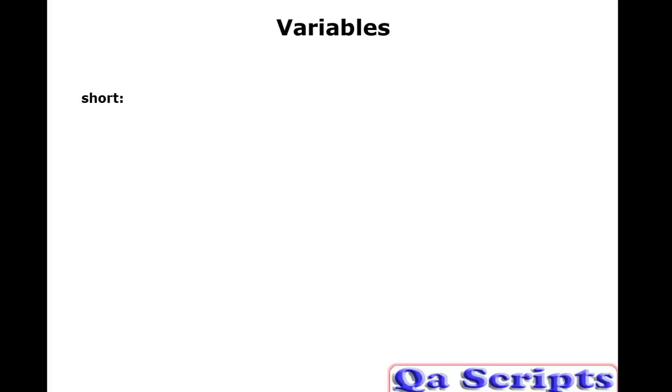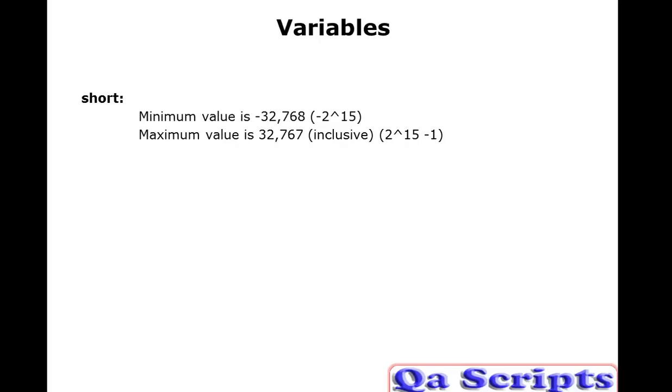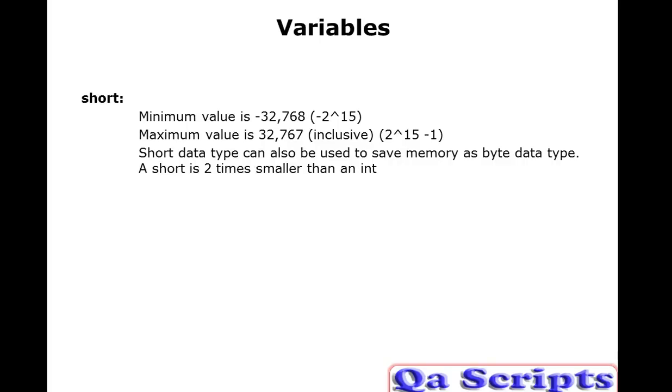Then comes short. Here is the minimum and maximum range. Within that we can assign values to a variable which is defined with the short data type keyword. Short data type can also be used to save memory like byte data type. A short is 2 times smaller than an int. Default value of short data type is 0.